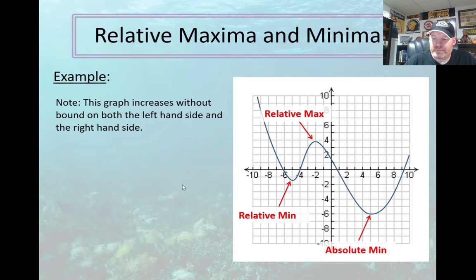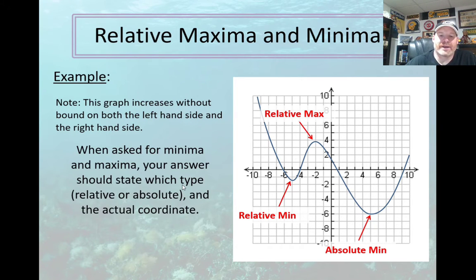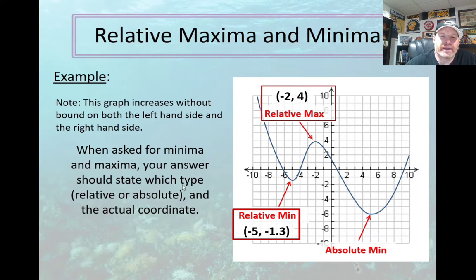So what I want you to keep in mind when they ask you for relative maxima or minima is you need to do two things. You need to first establish whether it's a relative or an absolute, and you also have to include the actual coordinate of that maximum or minimum. So your answers would be a relative min at (-5, -1.3), a relative max at (-2, 4), and an absolute min at (5, -6).